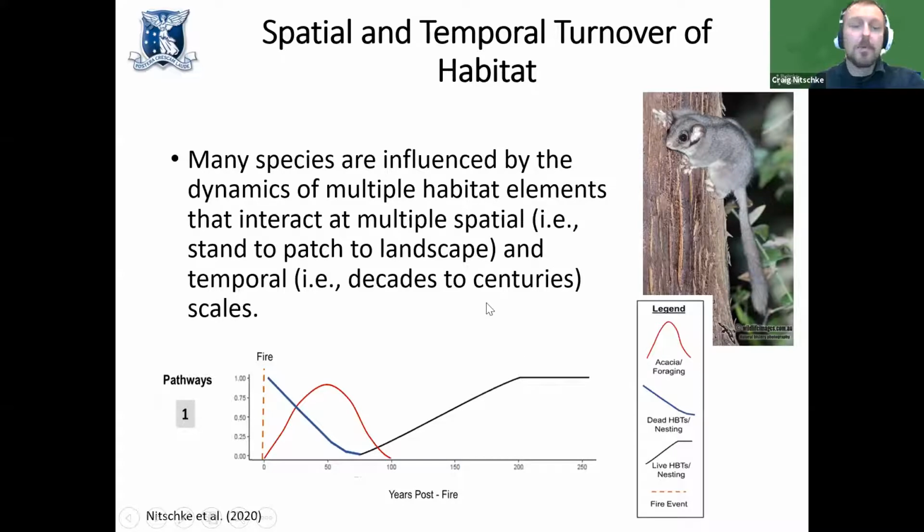They operate at different temporal scales. So following a fire, foraging habitat will increase and then decline within a 100-year period usually, whereas hollow-bearing trees, live ones, may take up to 200 years to form, whereas the dead hollow-bearing trees from that recent fire may be declining over that 50 to 100-year period. So we've got different dynamics happening with different habitat elements, and this can be all in one stand.